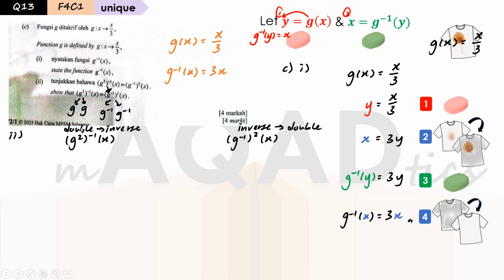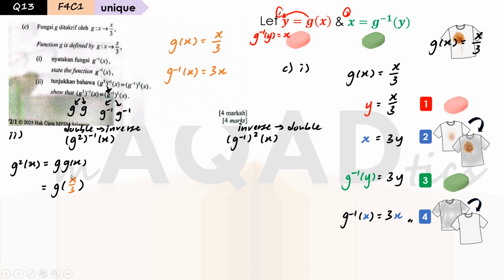So we are going to double it and then inverse it. Let's find out the expression of double g, which is g(g(x)). Similar to any other composite function, we focus on the function which is inside first, which is g of x, also given in the question here, x over 3. So we can change it to x over 3.